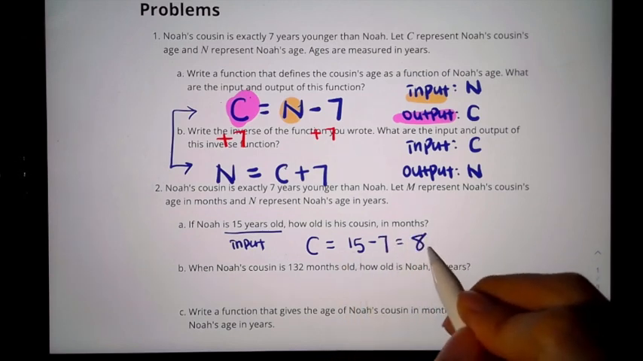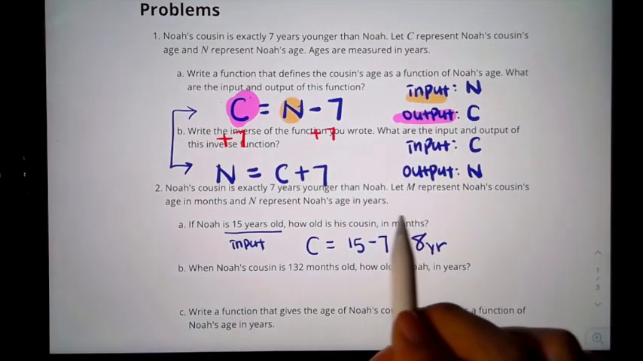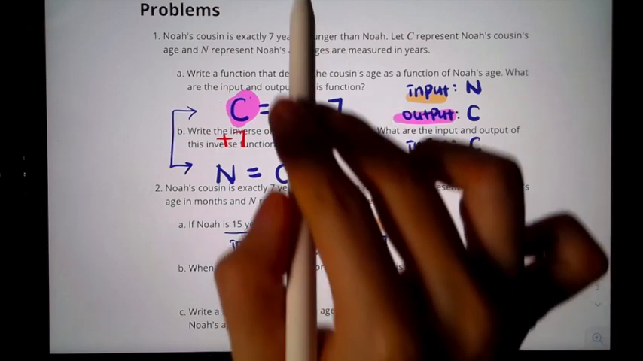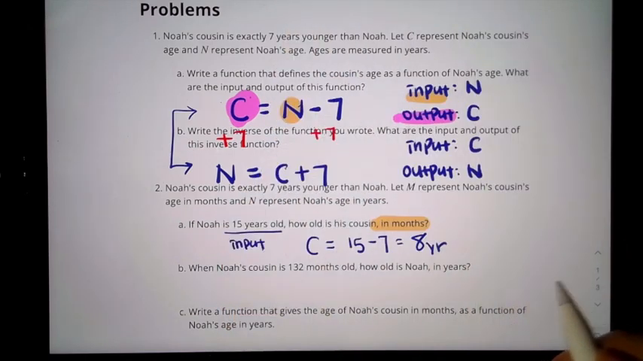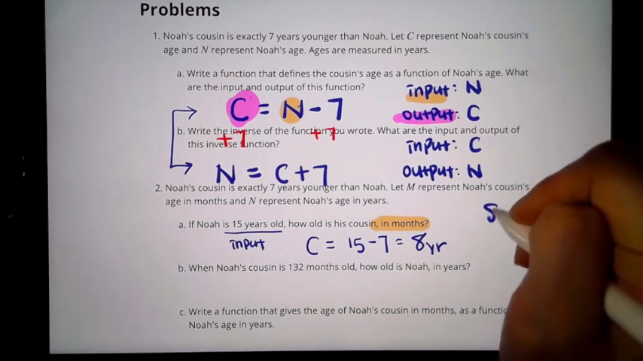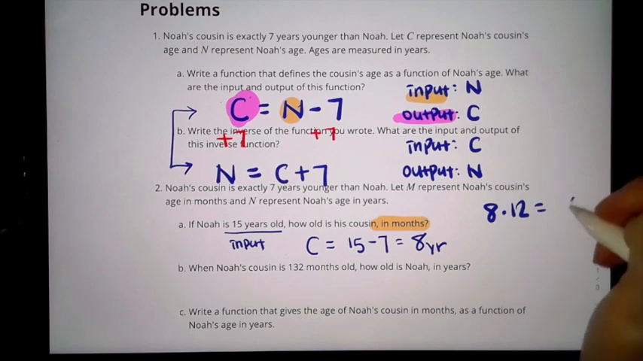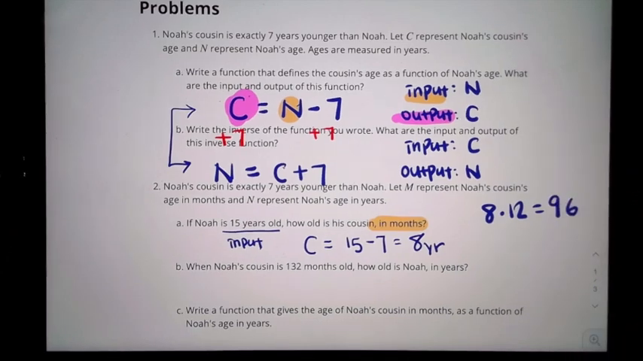So that is 8, right? The cousin's 8 years old. But what's the question? In months, right? We want to find it in months. So how do you convert years to months? How many months in 1 year? 12 months, right? So to get months, we do 8 times 12. So 96 months old.